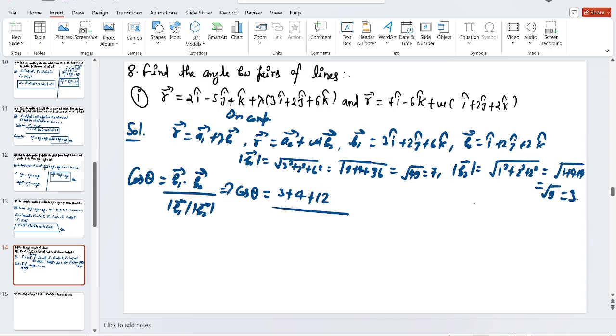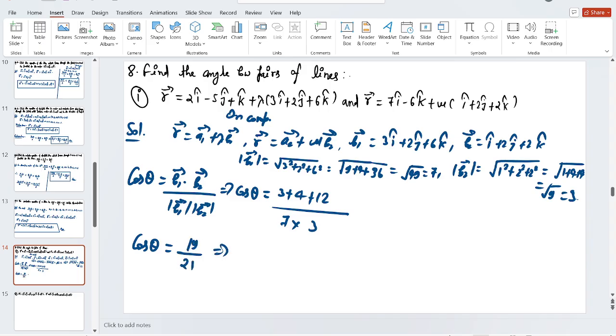And what is b1? The modulus of vector b1 is 7, and the modulus of vector b2 is 3. So simplify and you get the angle theta between them. So cos theta becomes what? 3 plus 4 becomes 7, and 12, this is 19, and 7 times 3 is 21.